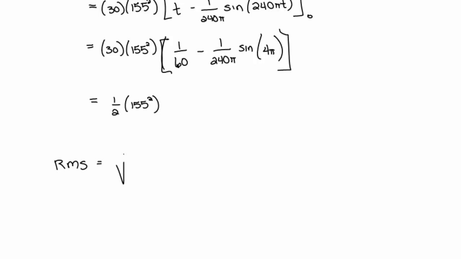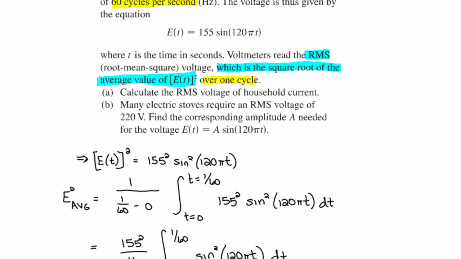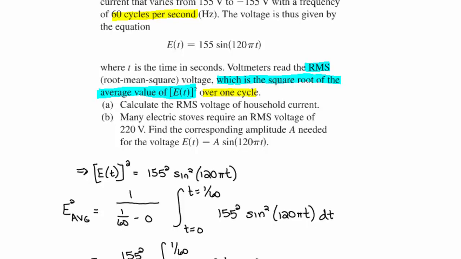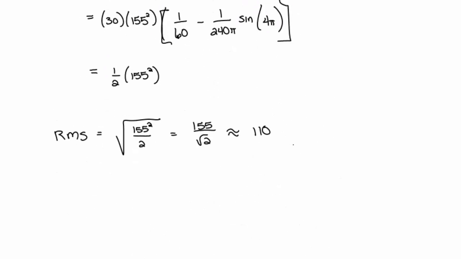to the square root of that 155 squared over 2, which is actually going to be 155 over root 2, which is roughly 110. And the units for that are E, which is going to be volts. Yeah, voltage. So that's 110 volts. Okay. Not too terrible so far.